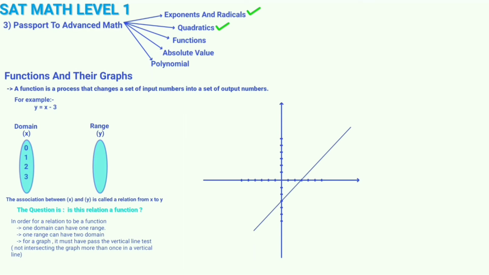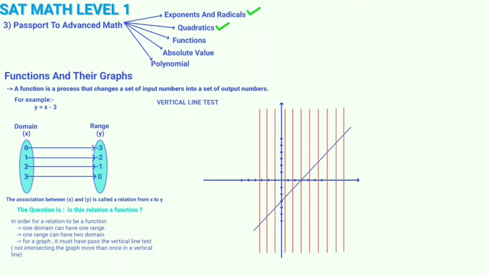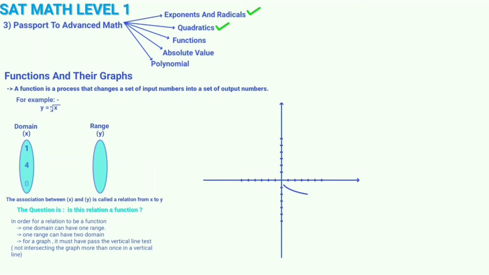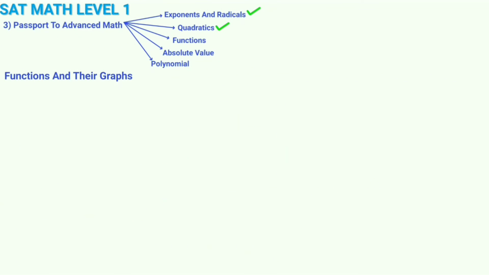Let's say that we have another equation of a line. Is this line a function? Using the vertical line test, yes, this is a function because it is intersecting not more than once. It is intersecting one time. Another one, is this equation a function? And no, this is not a function because it is intersecting more than once. So clearly this is not a function. This is how you determine whether an equation is a function or not.